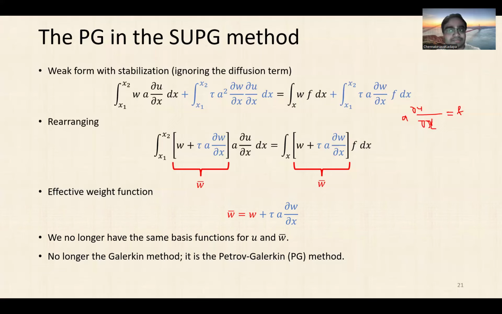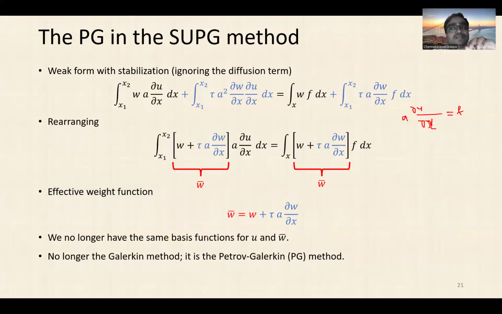So this is why it is called SUPG. PG is Petrov-Galerkin, to state the fact that we are not using the same basis function for the solution field and the effective test function. Remember, we are not talking about w. We are talking about w plus tau a dou w by dou x, because we have the added stabilization. This is the PG part.